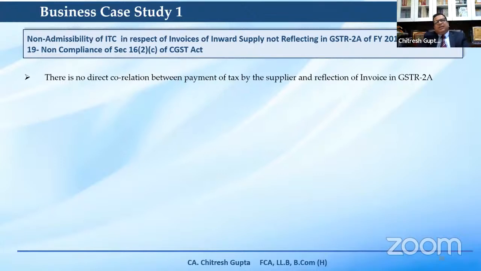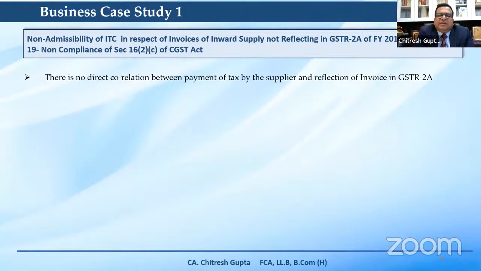First ground which can be taken by the taxpayer is that there is no direct correlation between the payment of tax by the supplier and reflection of invoice in GSTR 2A. Sir, we all are aware that our GSTR 1 and GSTR 3B are not linked. So when GSTR 1 and GSTR 3B are not linked, we cannot say for a particular supply which has been shown in GSTR 1 whether the payment has been made in GSTR 3B or not. The first thing.